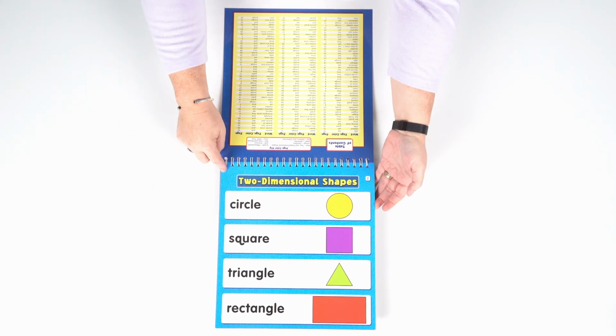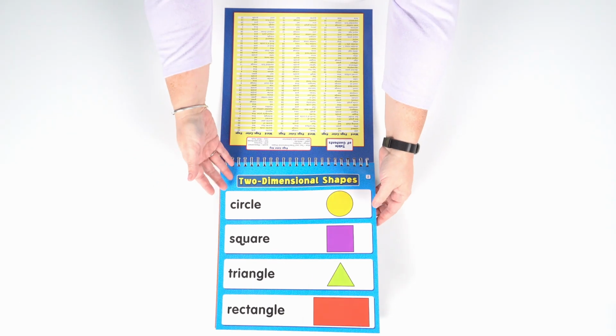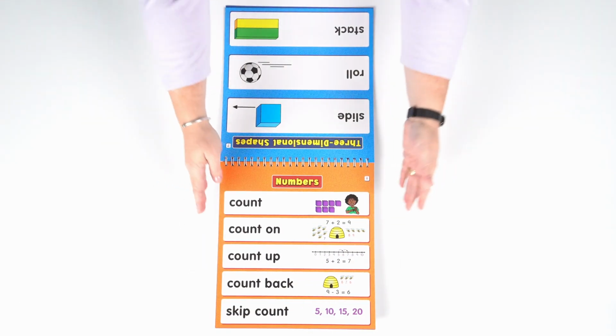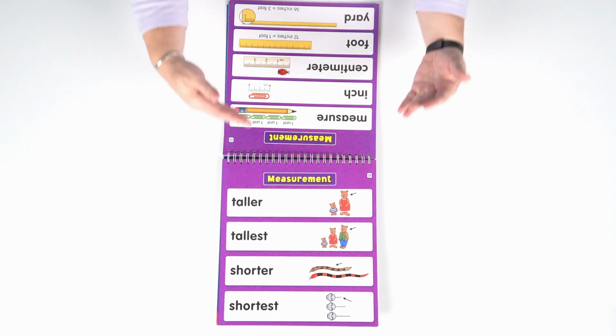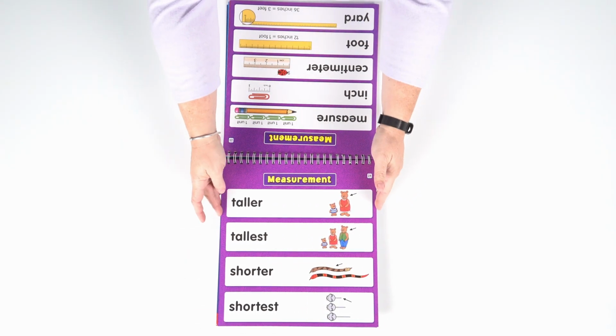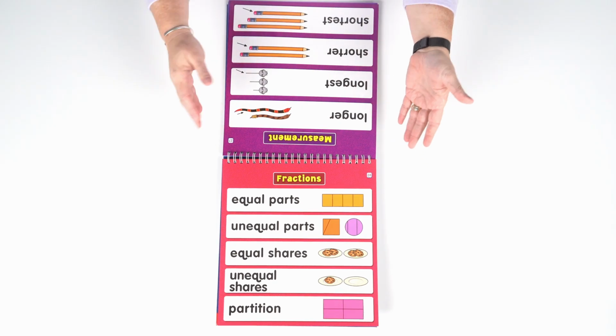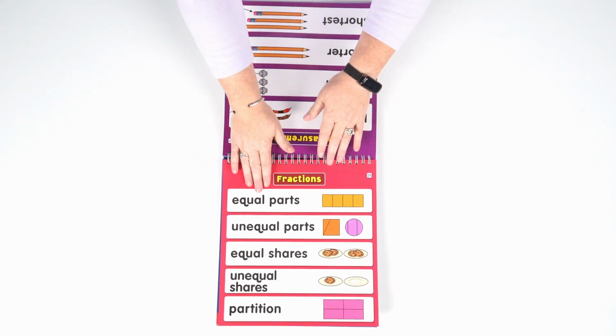Each colored border tells you what topic you're in. So this is blue, which is shapes. And then we have counting and cardinality, which is orange. And as you can see, as you go through this flip chart, there's lots of information that the kids can not only use, but read. And it gives them a great representation of what each word means. This is a great tool to have in your math toolbox.